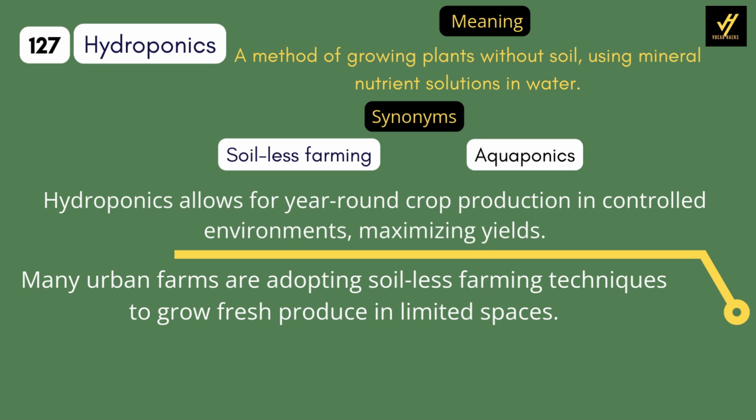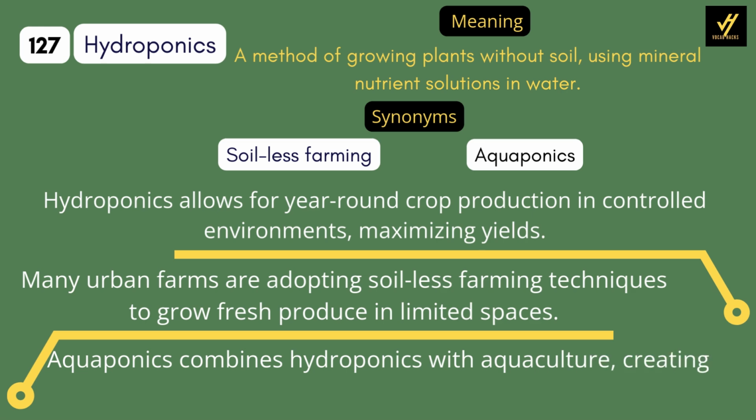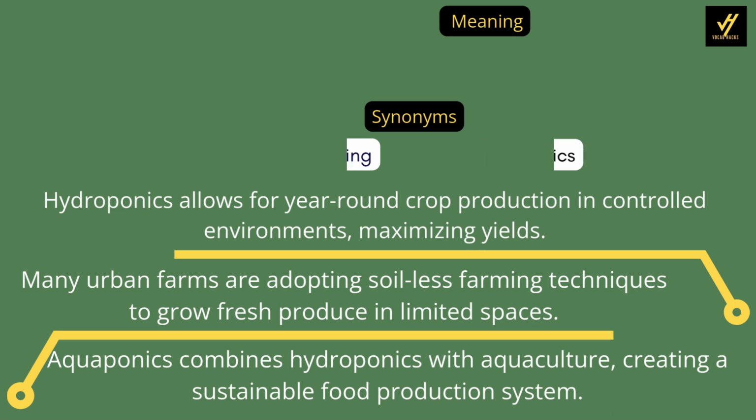Many urban farms are adopting soil-less farming techniques to grow fresh produce in limited spaces. Aquaponics combines hydroponics with aquaculture, creating a sustainable food production system.